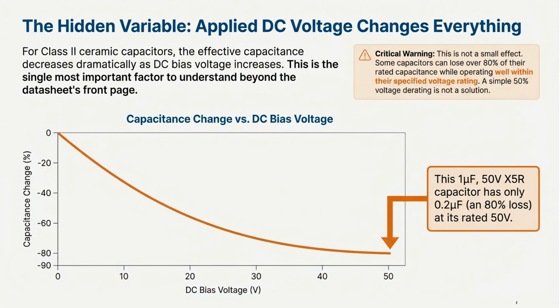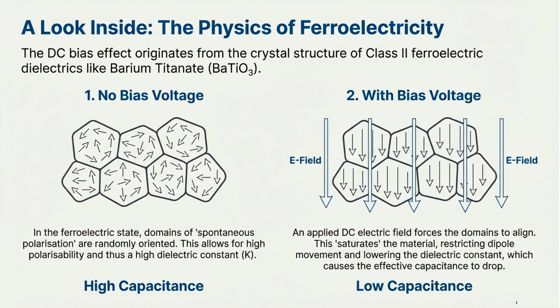The effective capacitance decreases dramatically as DC bias voltage increases. This DC bias effect originates from the crystal structure of Class 2 ferroelectric dielectrics. With no bias, high capacitance results from randomly oriented polarization domains. Applied bias forces the domains to align, lowering the dielectric constant and capacitance.